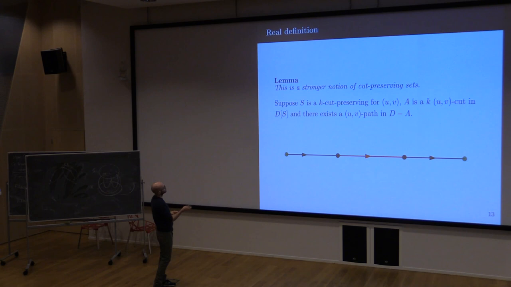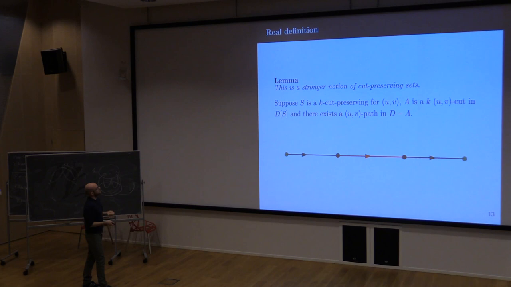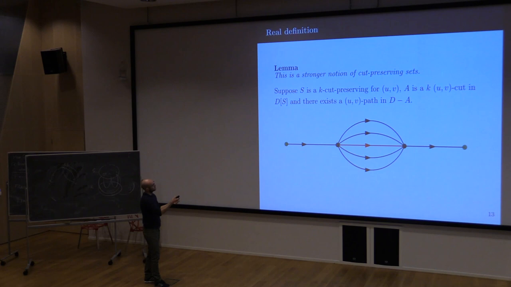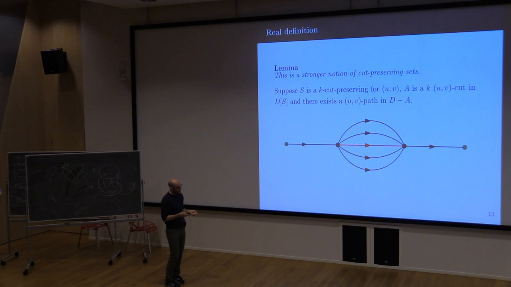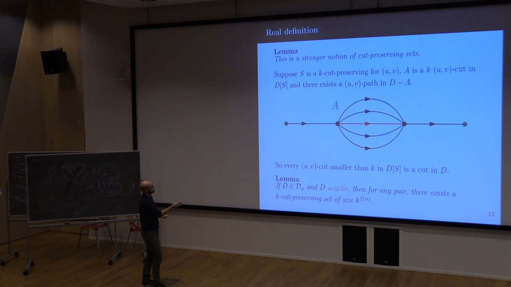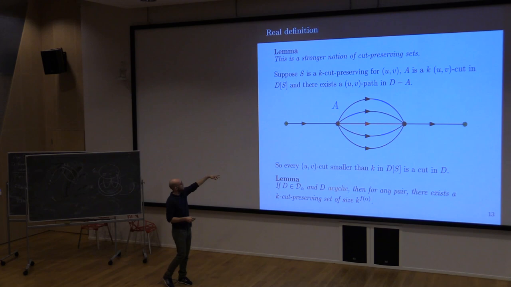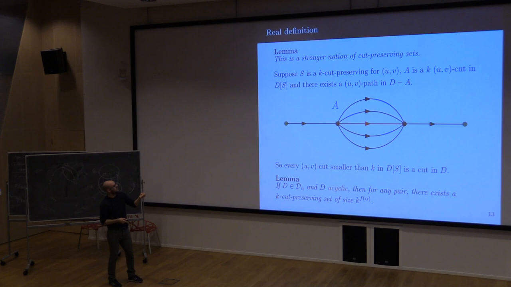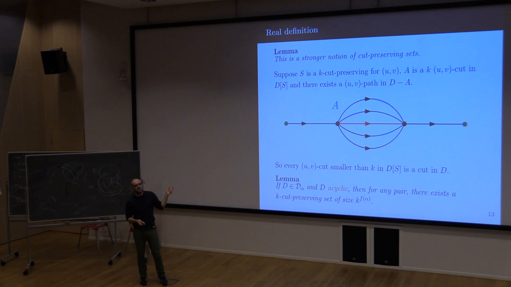So A is a cut in D_S between U and V, but it's not a cut in D. So suppose you have a path from U to V in D minus A. By definition of a cut preserving set, we have this decomposition of this path into red and black subpaths. Every red subpath can be replaced by k plus 1 vertex disjoint paths between the extremities of this path. Now if you look at how the set A intersects this picture, it doesn't intersect the black paths by definition. And since you have k plus 1 paths to replace every red path, you know that at least one of those is not intersected by this set A. And so you can replace this thing, and actually, you have a path from U to V in D_S minus A. So this is a contradiction.